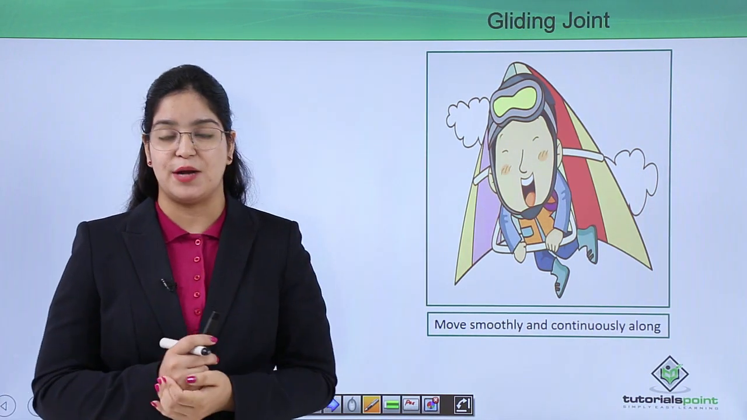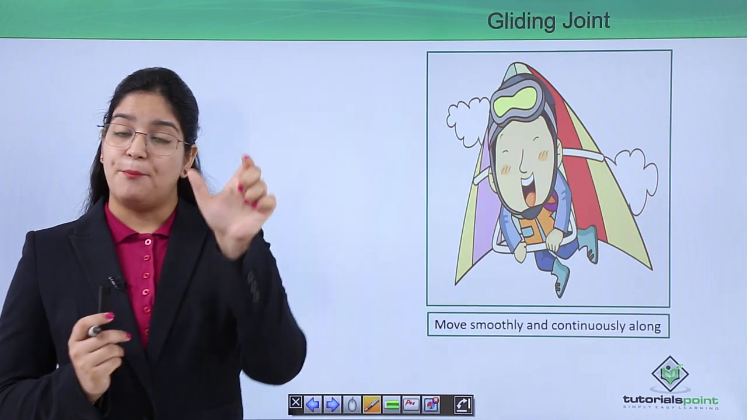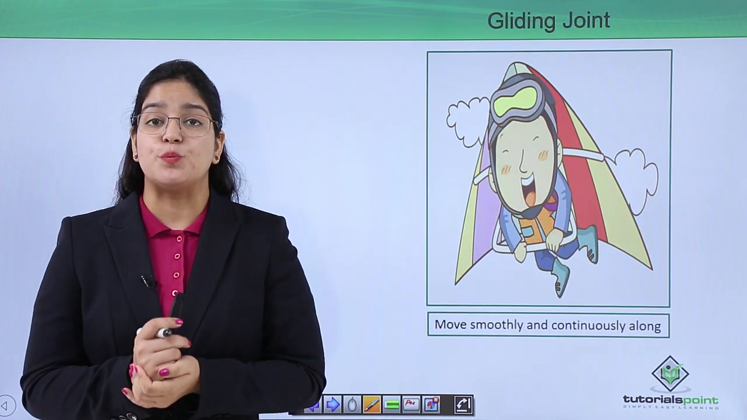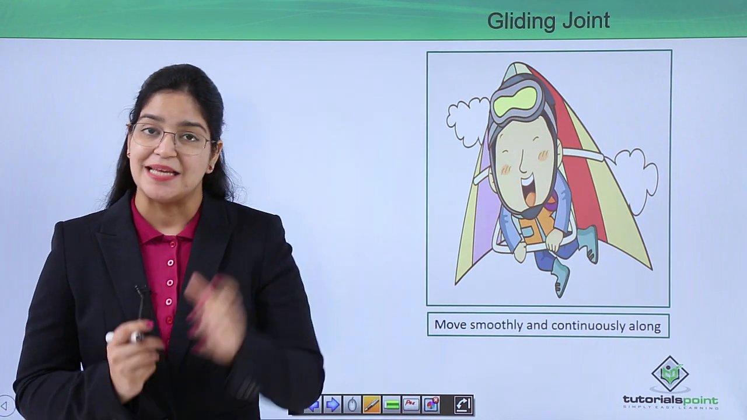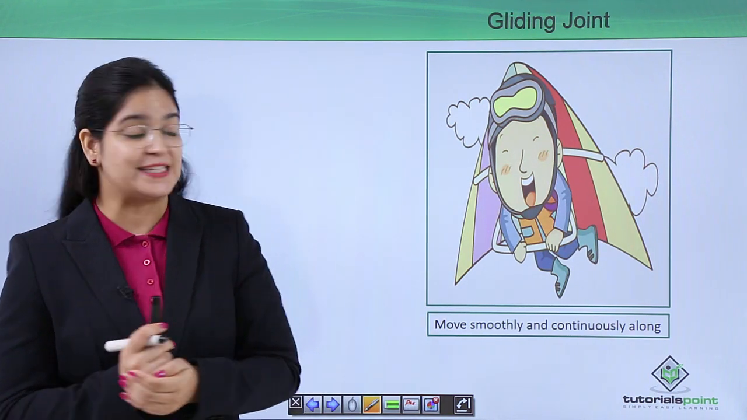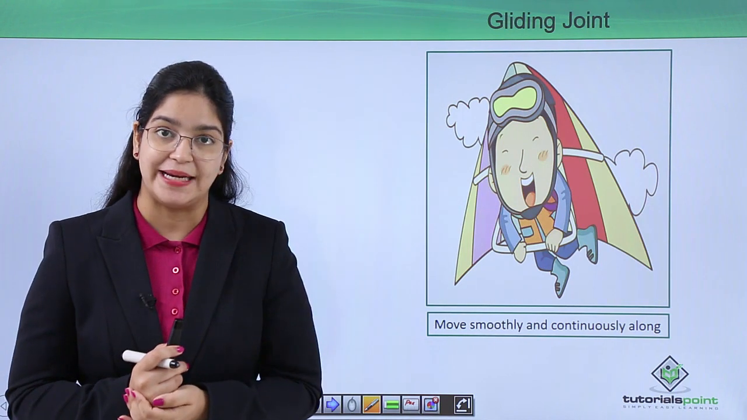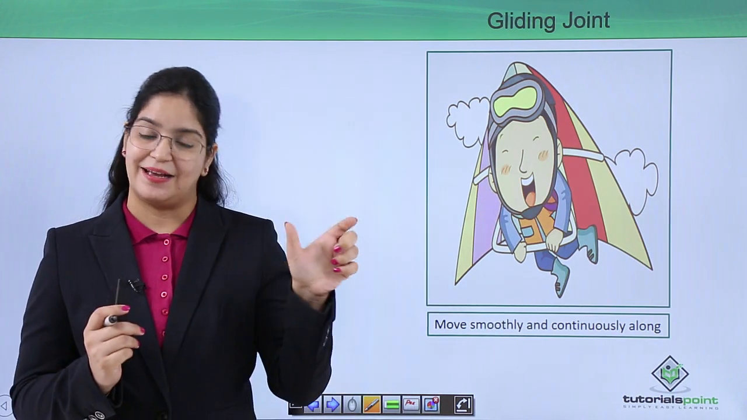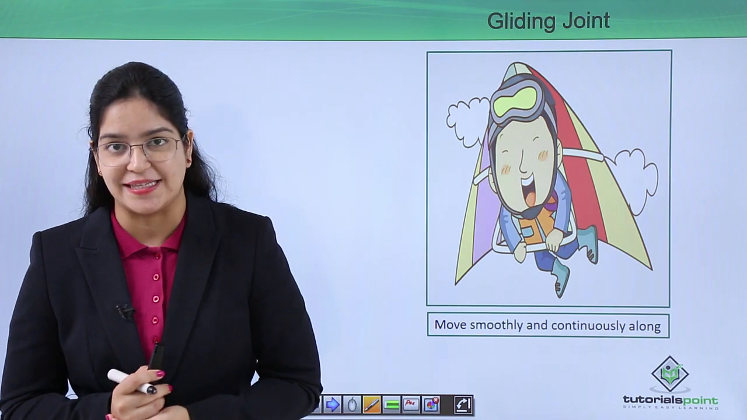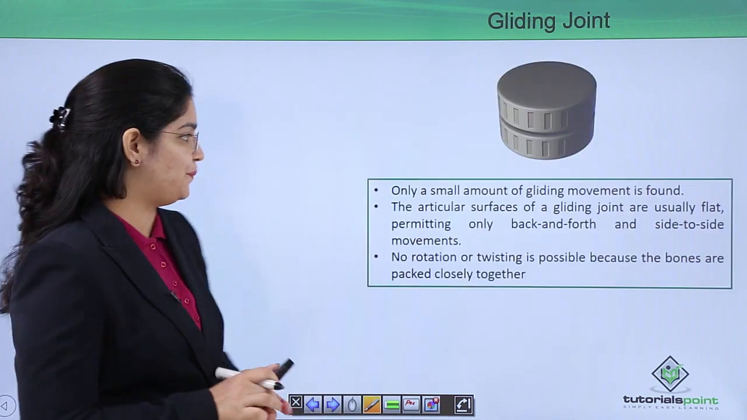Now let's come to our bones. A flat bone in which movement is smooth and continuous. This type of movement is called the gliding movement, and the bones which contain this gliding movement contain the gliding joints. Let's understand more.